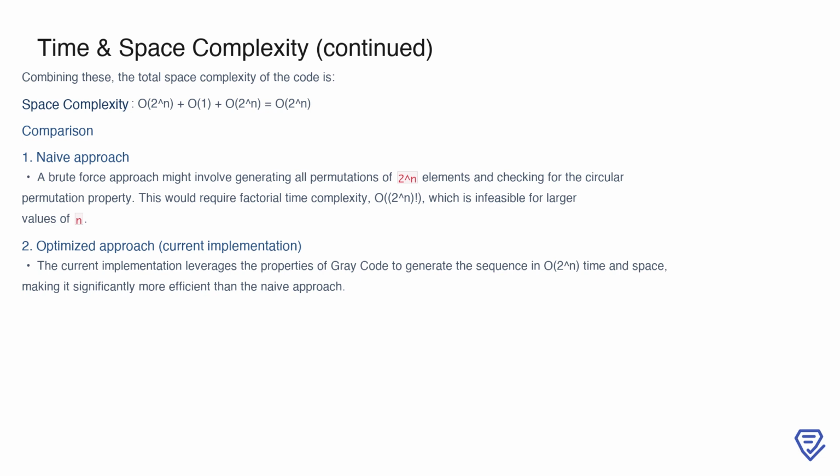To put this in perspective, consider a naive brute force approach. Such an approach might generate all possible permutations of the 2^n elements and then check each permutation for the circular permutation property.